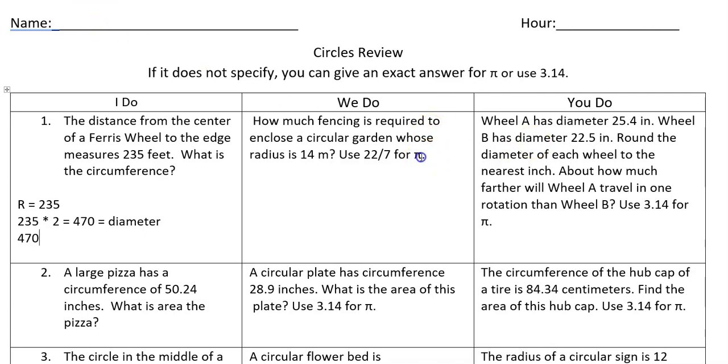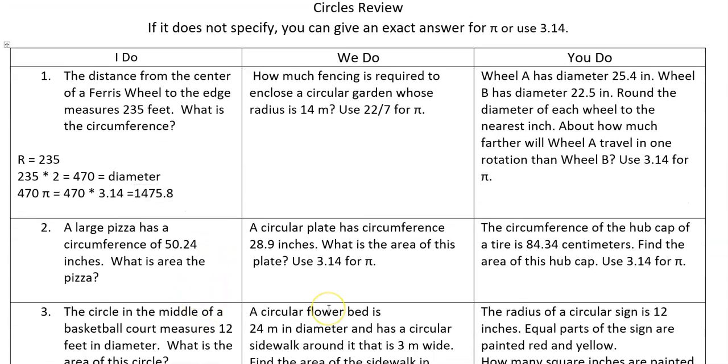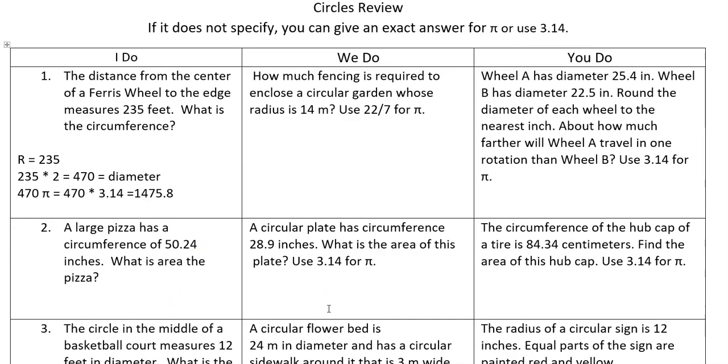Or I could do an approximate and use 3.14 for pi, because the directions say if it does not specify, you can give an exact answer or use 3.14. So it doesn't specify, so I've got an option here. So I'm going to do 470 times 3.14, which is, typing it into my calculator right now, 1475.8. And either answer, either the 470 pi or 1475.8 would be acceptable. Number 2, a large pizza has a circumference of 50.24 inches.